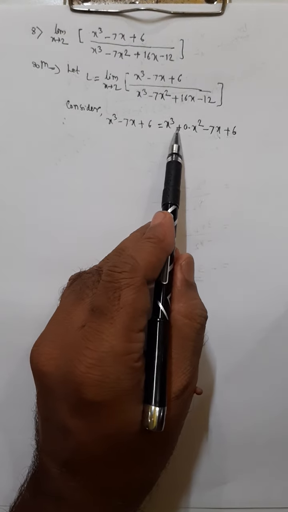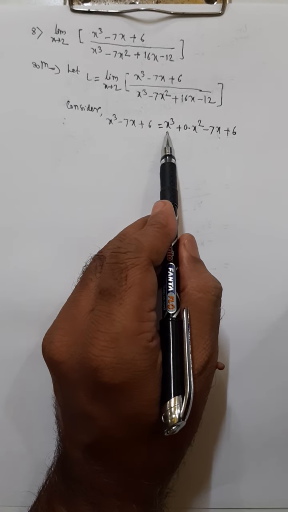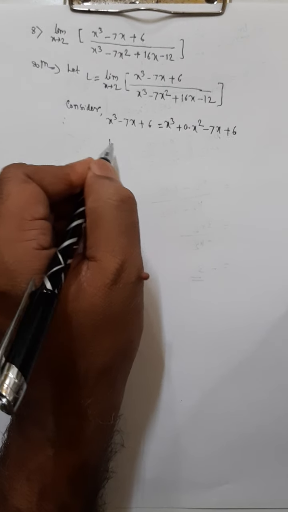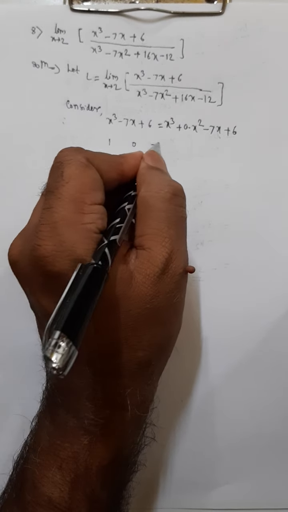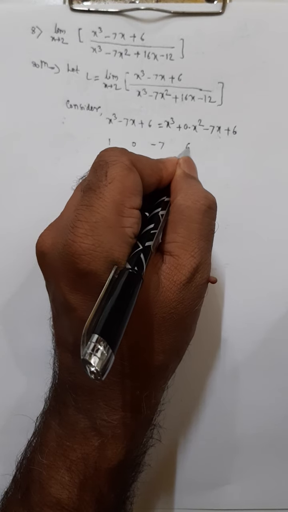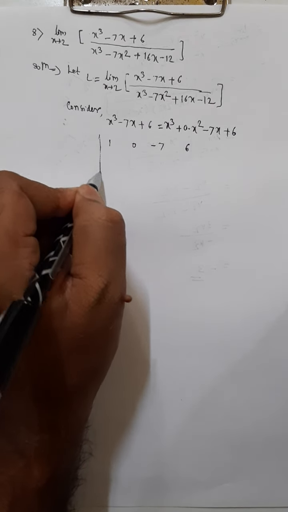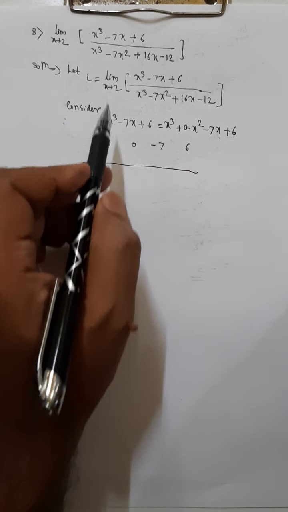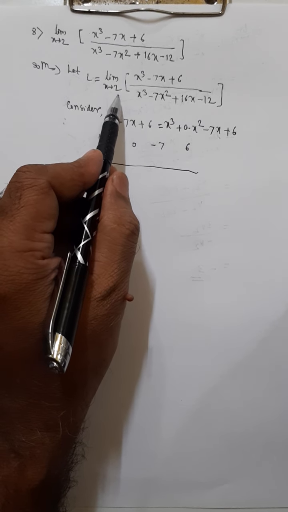Index of x must be in decreasing order: 3, 2, 1 and 0. Then we take the coefficients. The coefficients are 1, 0, minus 7, 6. So write the coefficients here: 1, 0, minus 7 and 6. Synthetic division method. Note that here x tends to 2 is given, so this limit is 2.